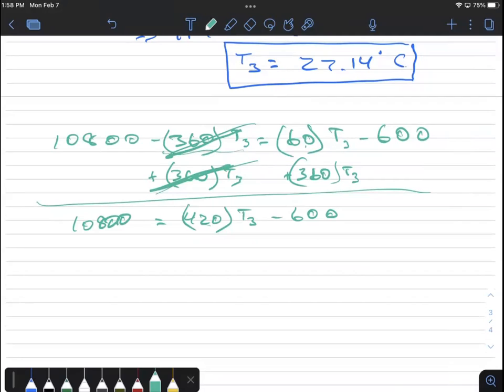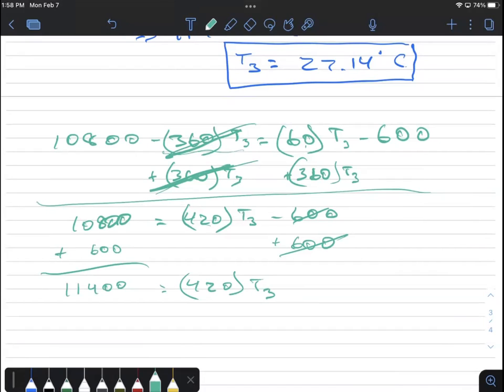Last step, or second to last step. I don't like this 600 on the right side, so I want to move it over to the left. Same thing, I add 600 to get rid of it. But because I did it there, I better add the 600 over here. And so what happens, I get 11400 on the left. And on the right, the 420 T3 is still there. And now the negative 600 and positive 600 canceled. And so that's what I'm left with.